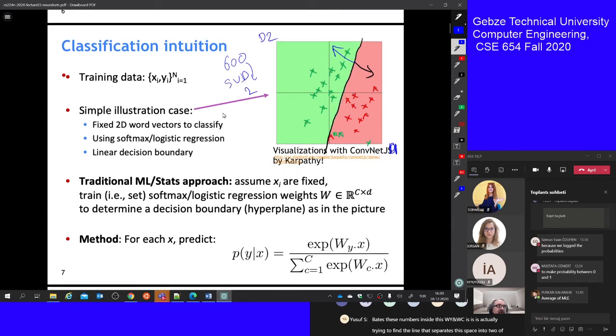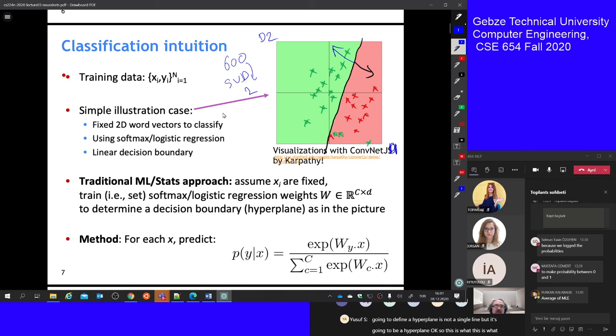Of course, my space is not 2-dimensional. My space is 600 dimensional. But just for the visualization, I am assuming that it is just 2-dimensional. Since I am trying to find the 600-dimensional WY and W1 and W2, I am making my search in a 600-dimensional world. It's a very large world, and the result that I find is going to define a hyperplane. It's not a single line, but it's going to be a hyperplane.